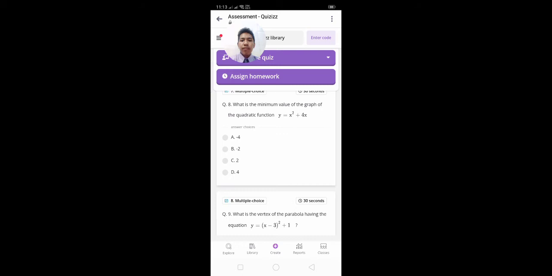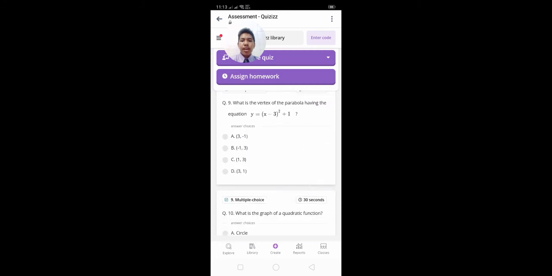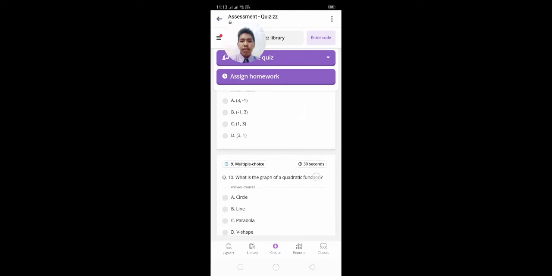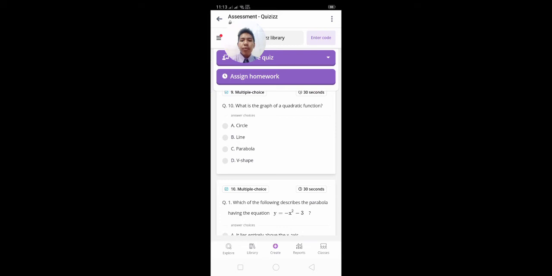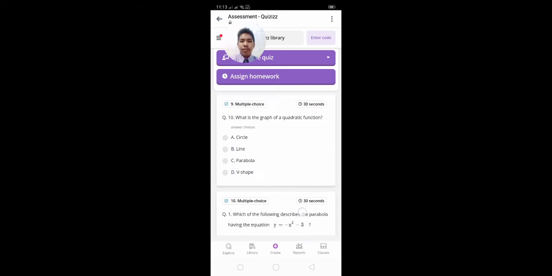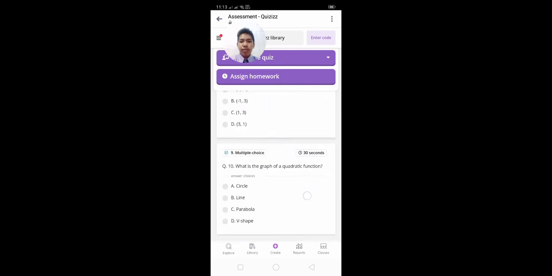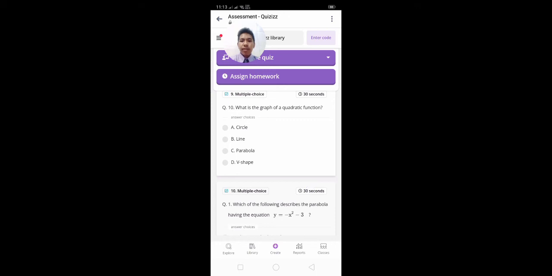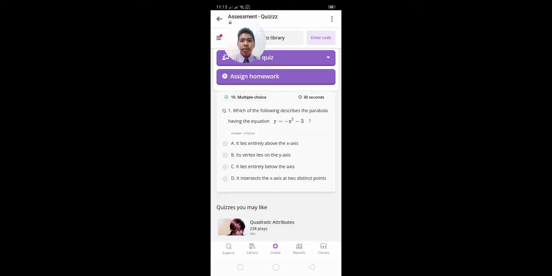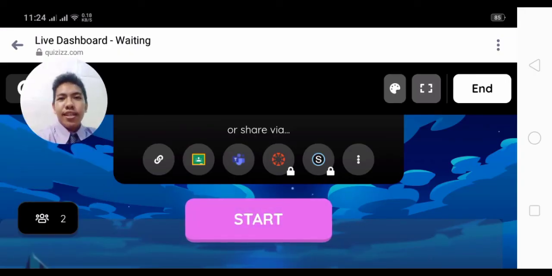7. What is the minimum value of the graph of the quadratic function y = x² + 4x? And 8. What is the vertex of the parabola having the equation y = (x - 3)² + 1? Number 9 rather. What is the graph of a quadratic function? So, then number 10, which of the following describes the parabola having the equation y = -x² - 3? Okay, we're going to start our quiz.